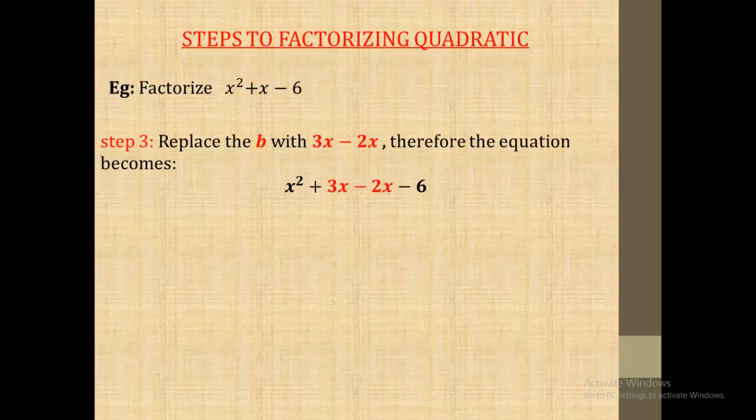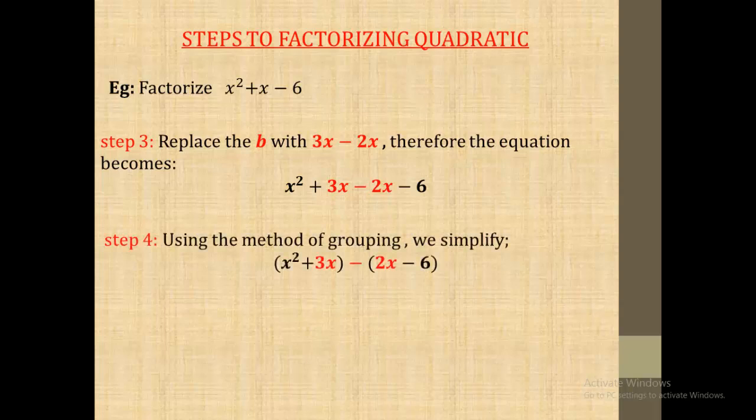Okay, so still with step 3. After expanding, the next thing we are going to do with step 4 is to group. So we are going to use the method of grouping. I can just group them in pairs. So the first pair is going to be X squared plus 3X, and then the second pair is going to be 2X minus 6. So we have 2 pairs of brackets.